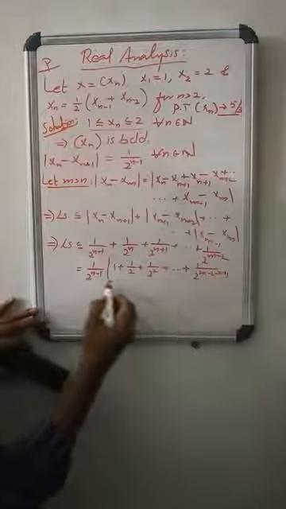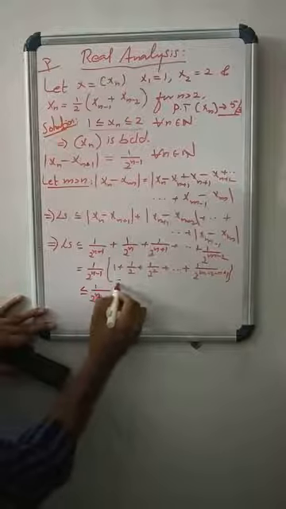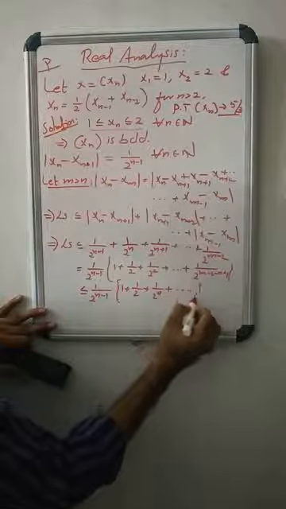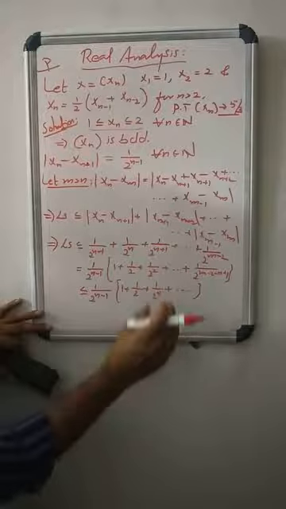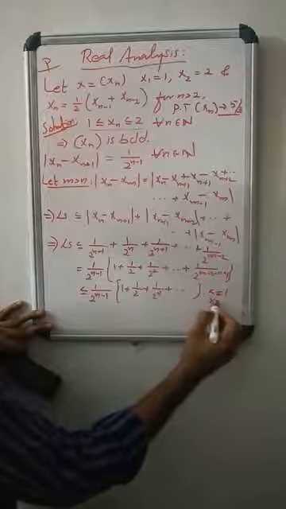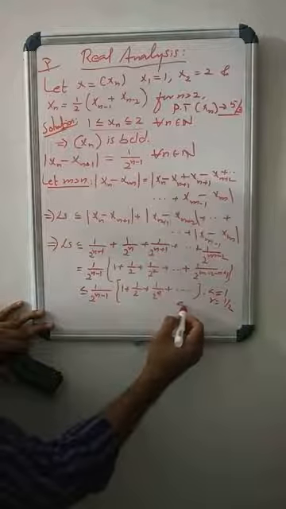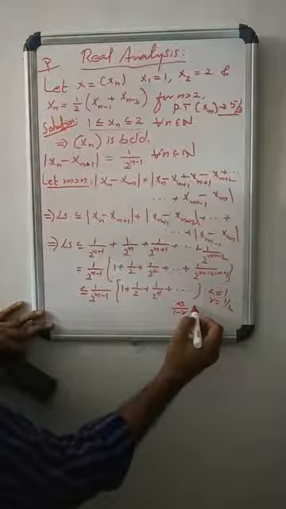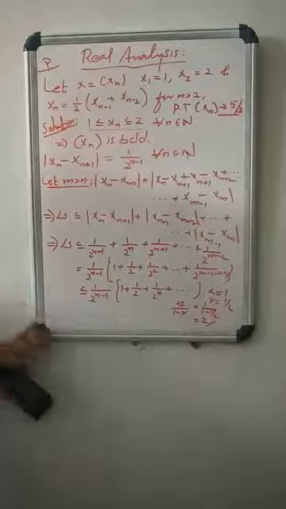Enough? Okay. So it is less than or equal to 1 by 2 power n minus 1 into 1 plus 1 by 2 plus 1 by 2 square plus etc. What about the term inside this bracket? That's a geometric series with the first term a equal to 1 and common ratio r equal to 1 by 2. For an infinite series, the sum with first term a and common ratio r is a by 1 minus r. So it is 1 by 1 minus 1 by 2, which equals 2.